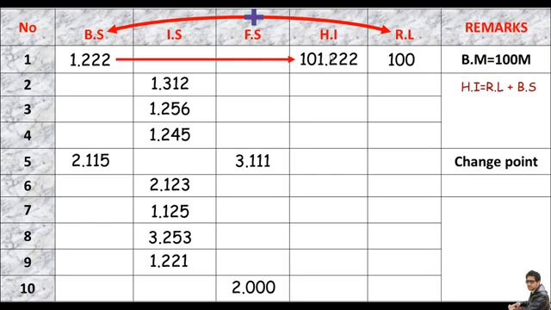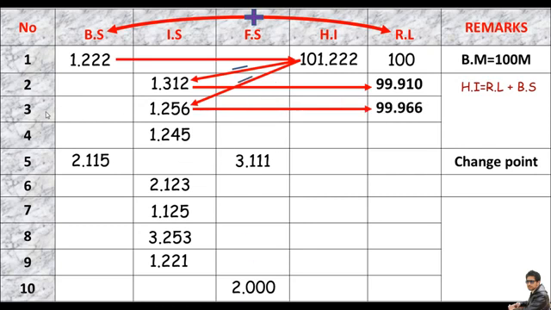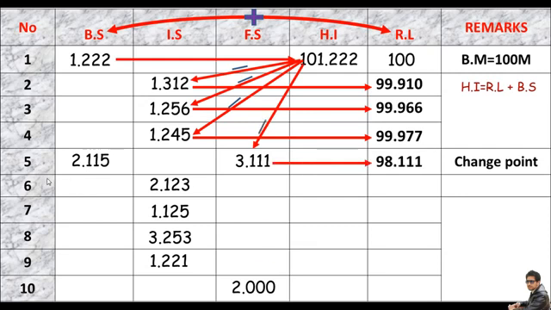Now when I have the HI, I can calculate the RL of the remaining points. I subtract the intersight from the HI, and I get the RL of point 2. Subtracting the intersight of point 3 from the HI, we get the RL of point 3, and so on. We can also subtract the foresight at point 5 to get the RL of point 5. This is quite simple.